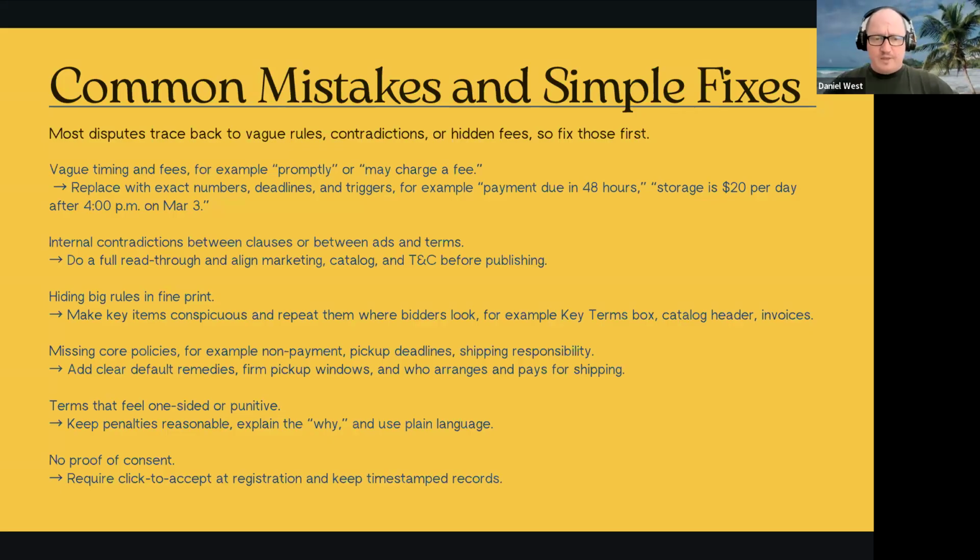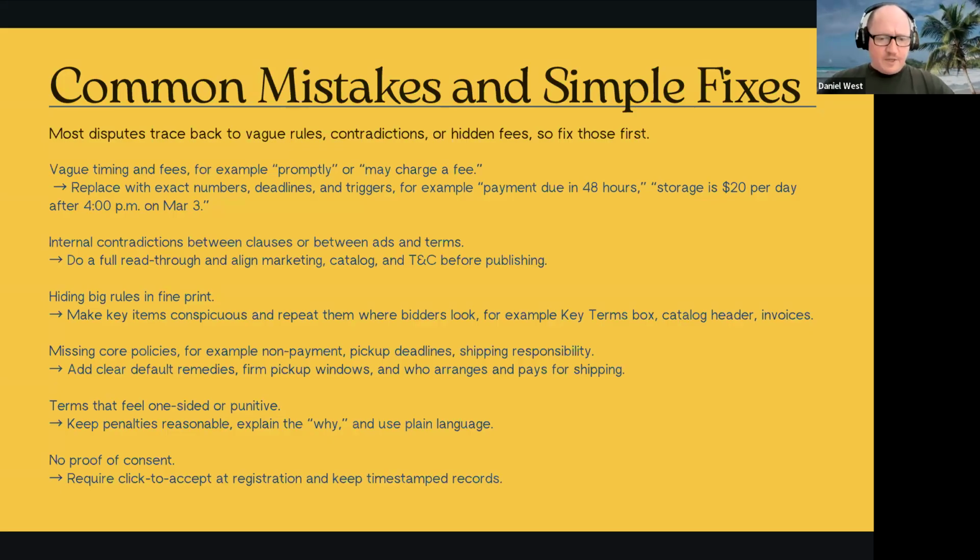One of the only ones I'd like to point out here is that your terms and conditions might be kind of useless if they don't align with your marketing, your advertising, with the information in your catalog, and if they don't align with your user agreement. If your terms and conditions are contradictory with your user agreement, eventually somebody's going to point that out and you will lose that argument.